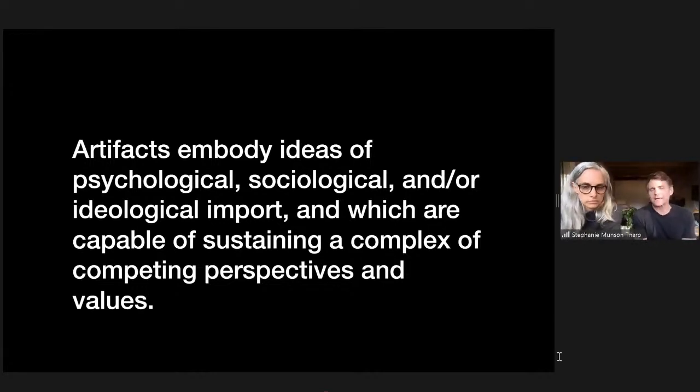So it's not just any idea or concept, but ones that we're probably familiar with, like gun control, childhood obesity, climate change, genetic engineering, immigration, animal rights, that type of thing. So discursive design uses objects as tools to facilitate reflection and conversation around these substantive topics.